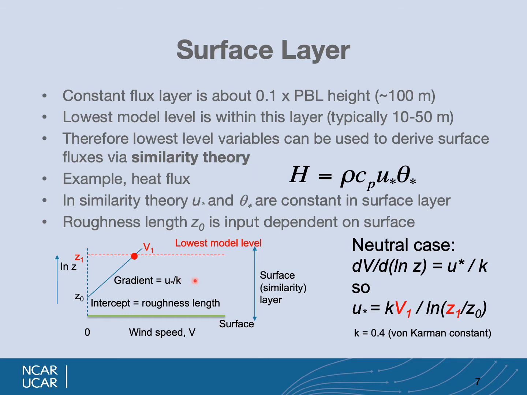And the gradient is u-star over k. So this u-star is a constant in this layer, and it can be related to both v1 and z1 through this formula, which gives u-star as a function of the lowest level velocity and the height of the lowest level if the roughness length is known. So similarity theory has this relation between the velocity and the height. It's basically a log function of height with a constant gradient in the neutral case.